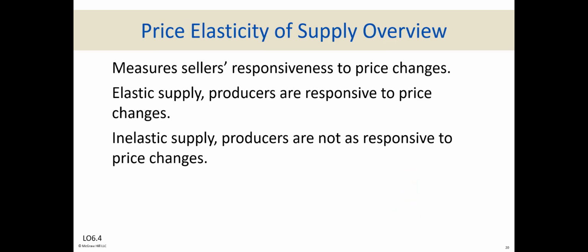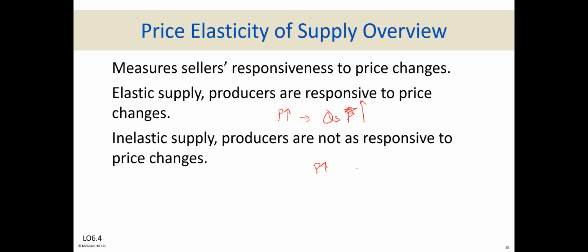Price elasticity of supply. So here we are going to learn the responsiveness of sellers to price changes. If the supply is elastic, producers are responsive to price changes. So what does that mean? Let's understand from real life. If the price increases, then they are going to respond by increasing their quantity supplied. And if you remember from the law of supply, there is a positive relation. So when the price increases, quantity supplied increases as well. So that means if they are responsive, they are going to increase the quantity by more than the increase in price. If it's an inelastic supply, producers are not as responsive to price changes.